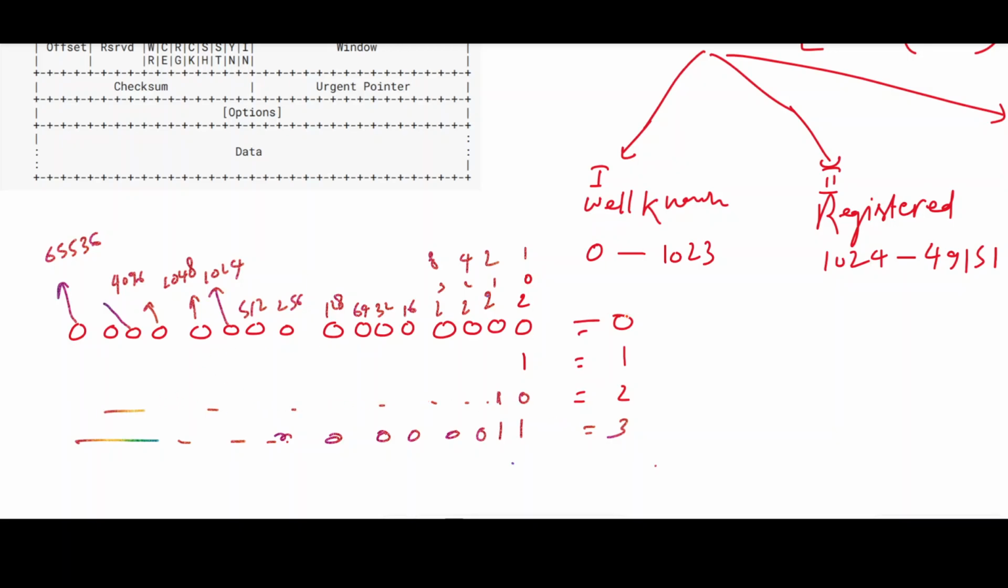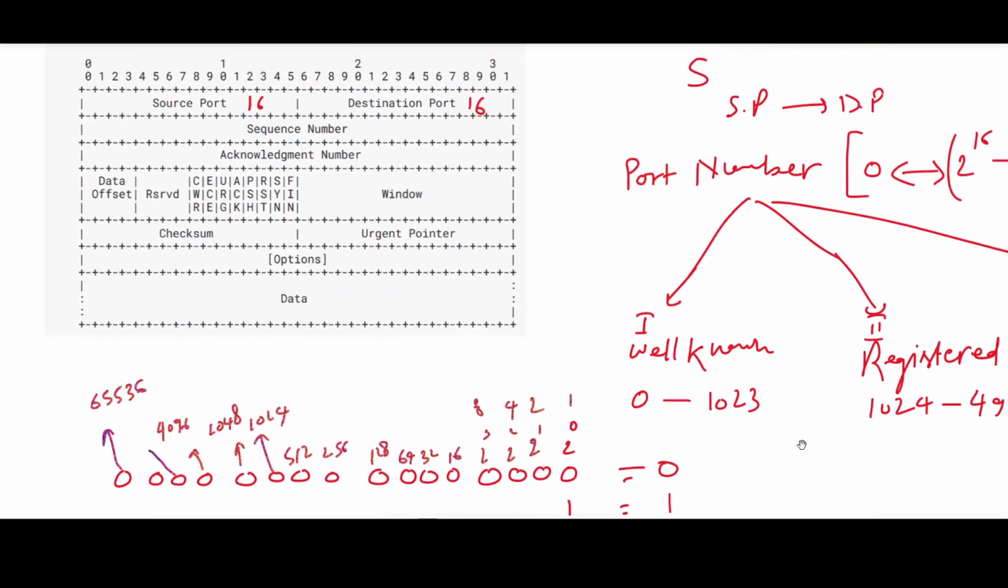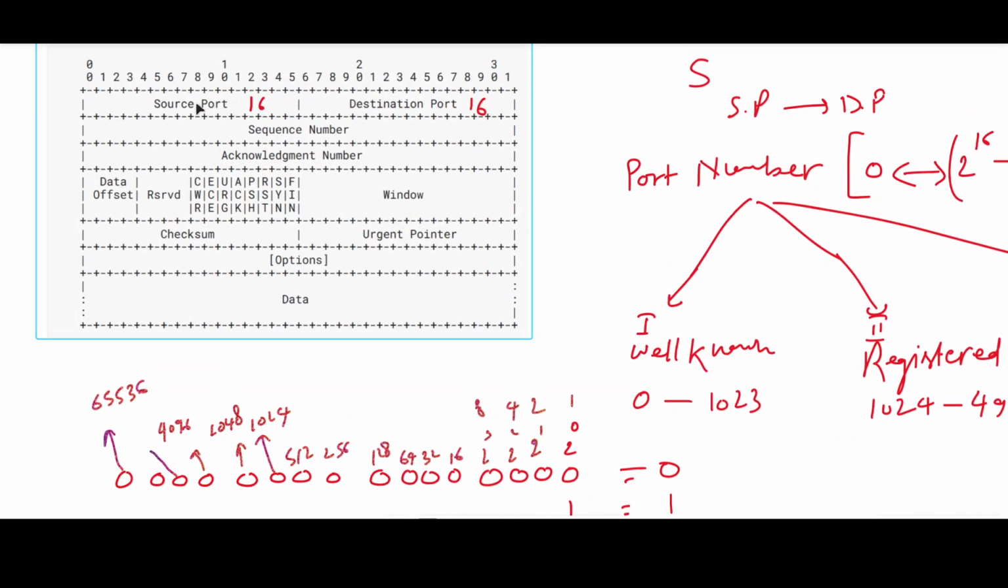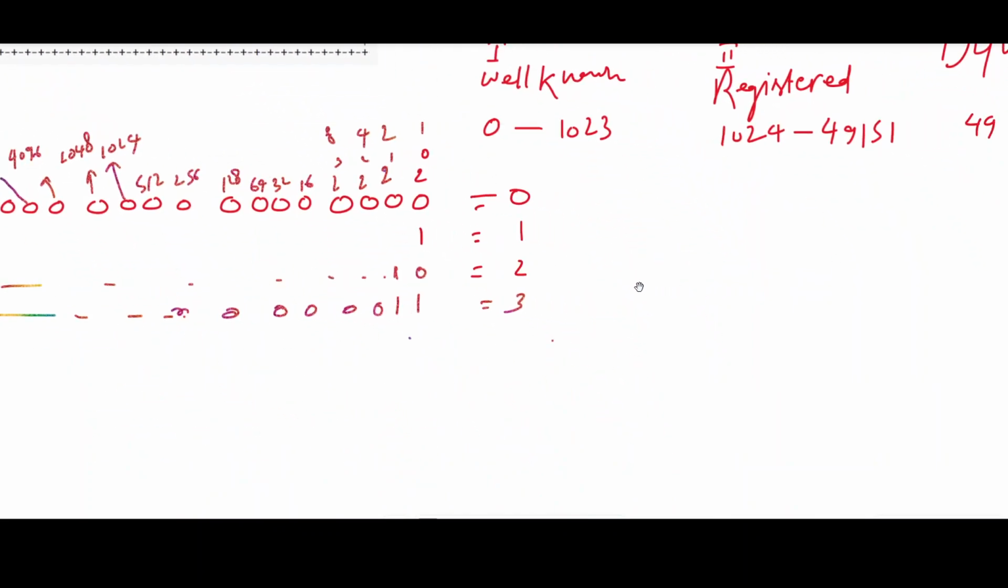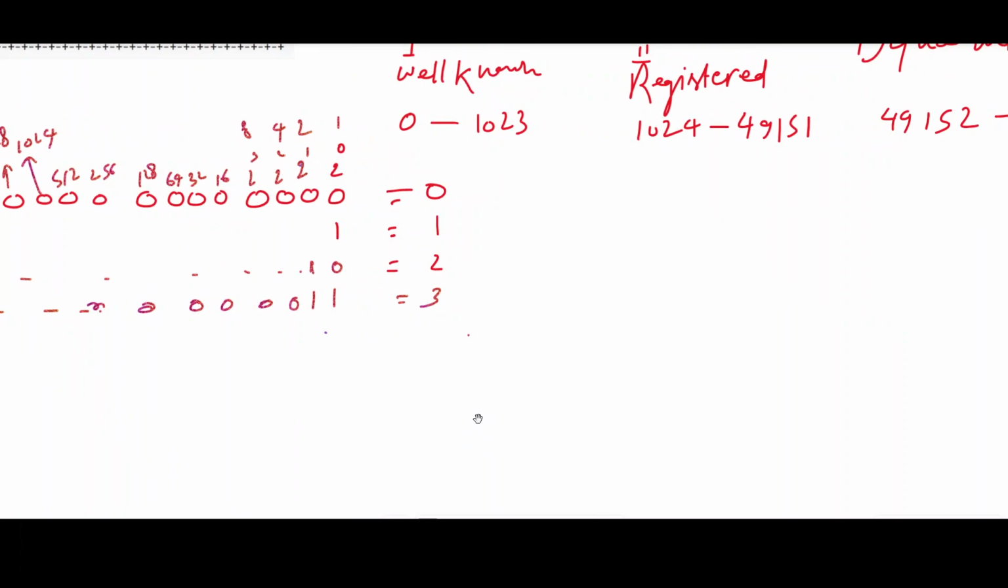That means if any data goes to the receiver, the first 16 bits will be the field of 16, that means information about the source port. First 16 bits will be the information about source port. Clear? Now do you know about some well-known ports? Yes, we should know about well-known ports.